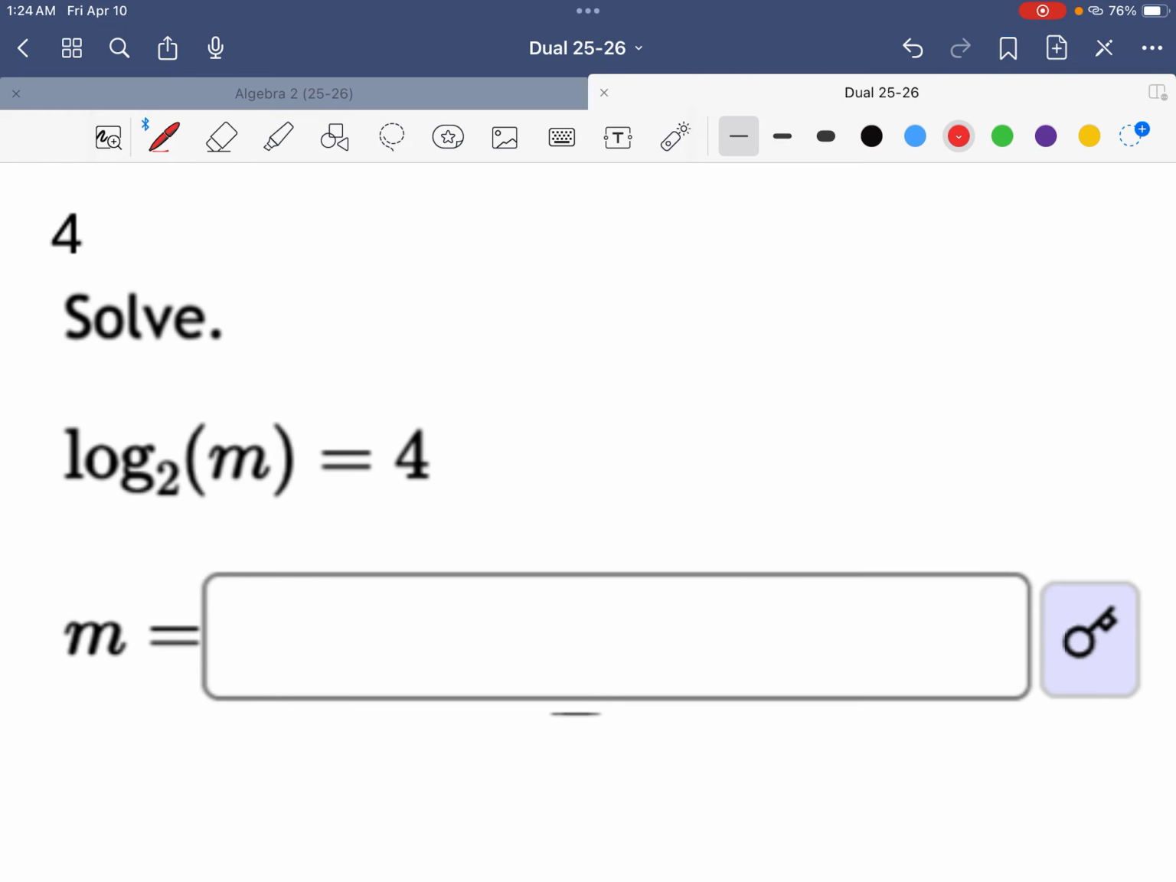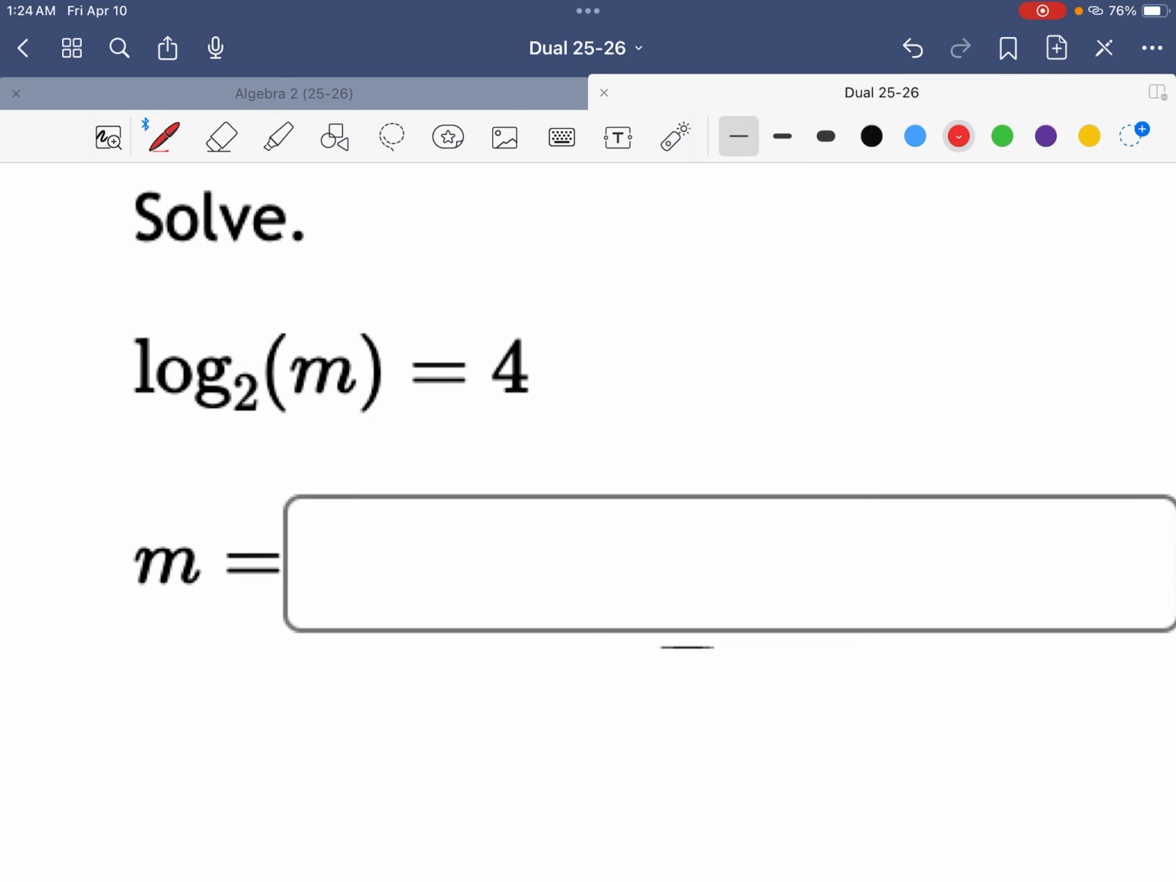Number 4, solve for the letter m. In this question, you're just going to turn the log into exponential. How do you turn log into exponential? Remember, the little baby one goes first. So it's going to be 2. And then whatever is after the equal sign, that's going to go on top. So 2 to the 4th power equals what you have in parentheses, which is m.